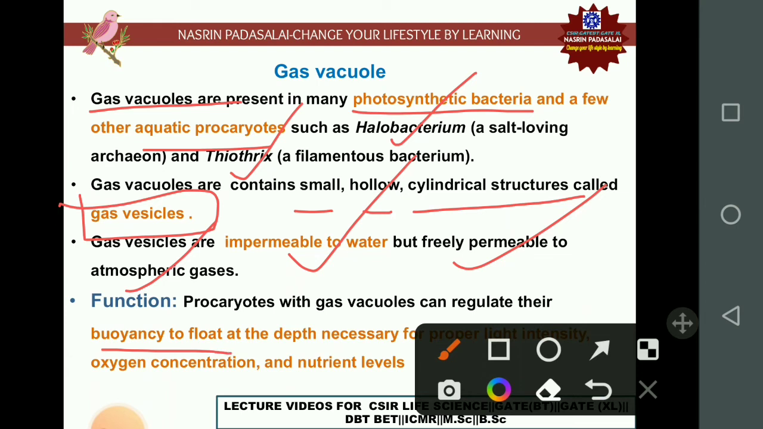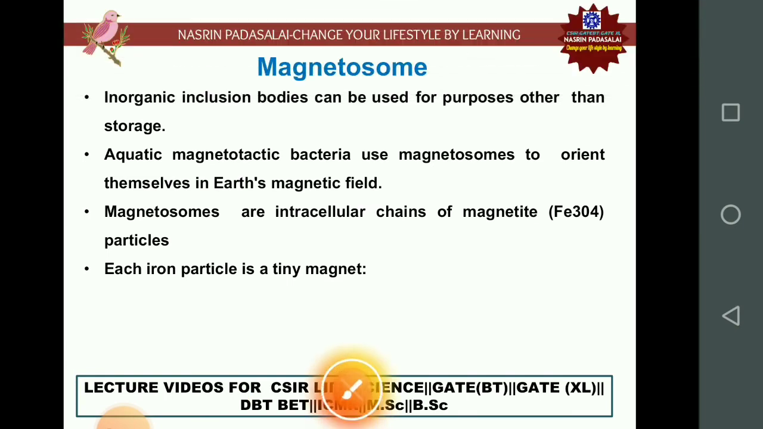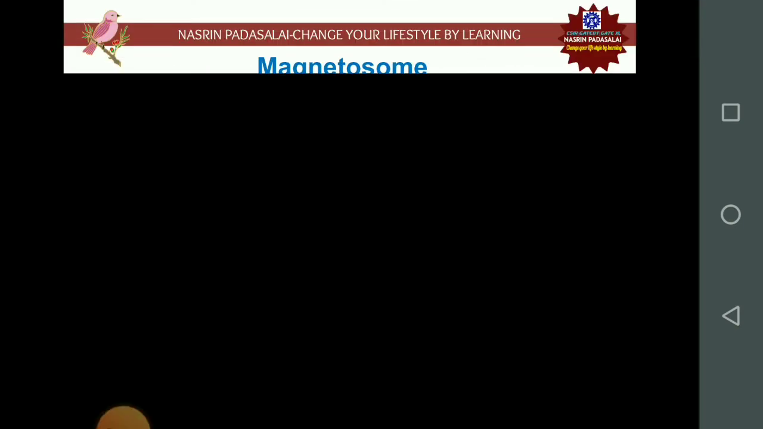In aquatic prokaryotes, the presence of gas vacuoles provides buoyancy to float at a depth that is necessary for the proper light intensity, oxygen concentration as well as nutrient level. So that is the function of gas vesicles in aquatic prokaryotes, and they help the aquatic microorganism float at a particular depth in a marine environment, which is very favorable for providing the nutrient level and oxygen concentration.